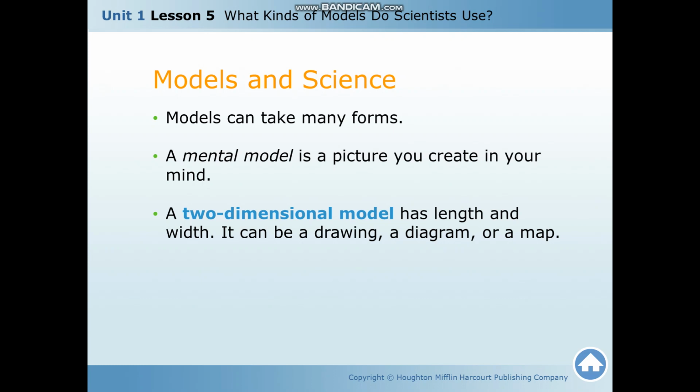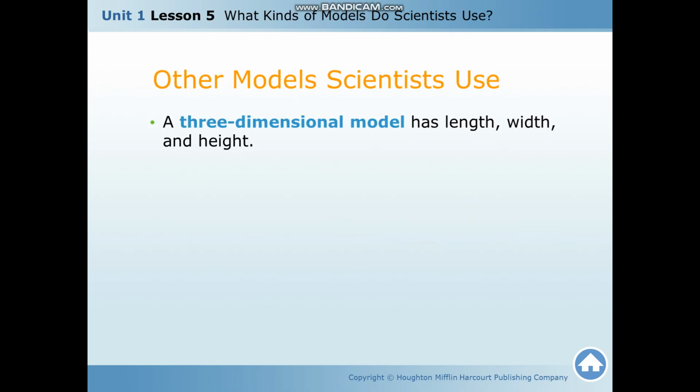Next is a two-dimensional model, which has length and width. I guess you know the two dimensions that we are talking about here, which is the length and the width. That's why it's called a two-dimensional model. In short, this is also what we call a 2D model. It can be a drawing, a diagram, or a map.